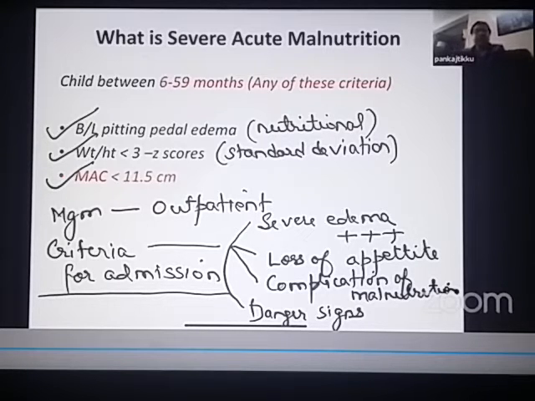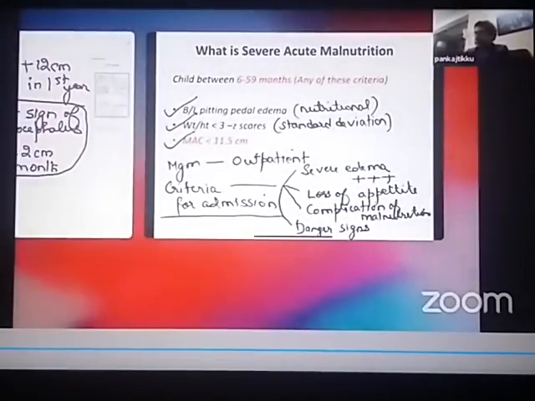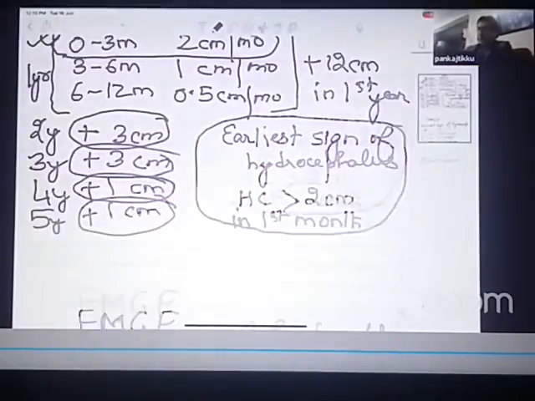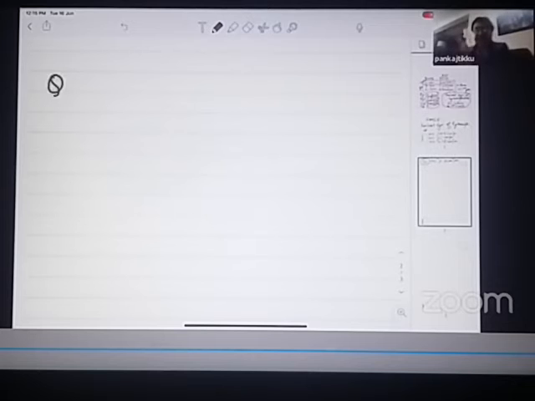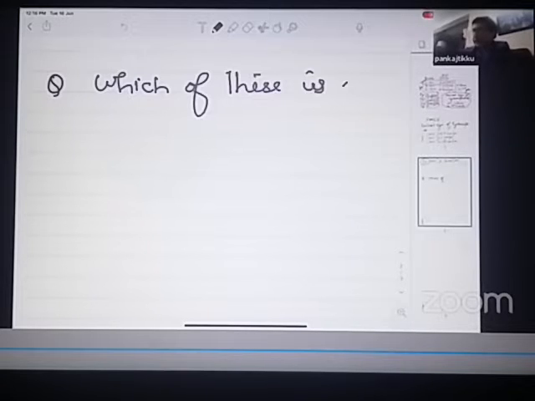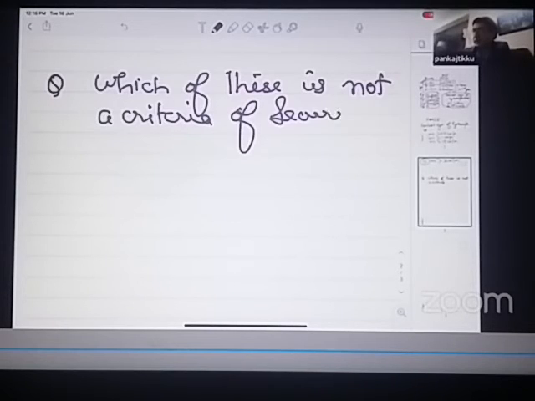In fact, severe acute malnutrition is a very important term, and if I recollect, 3-4 days back in the AIIMS exam that was conducted, there was a question that was asked on severe acute malnutrition. And what was the question? I'm not exactly knowing the question, but it was something like this. Which of these is not a criteria of severe acute malnutrition.